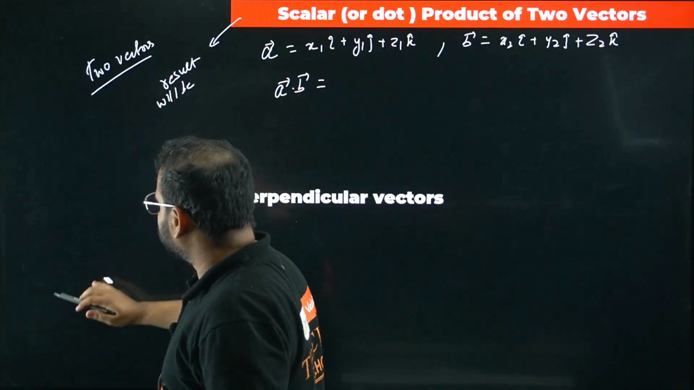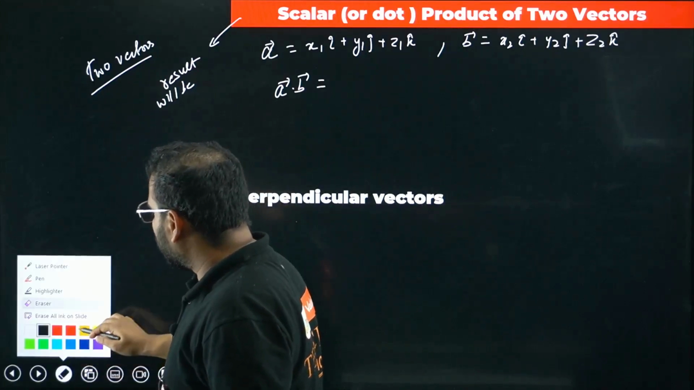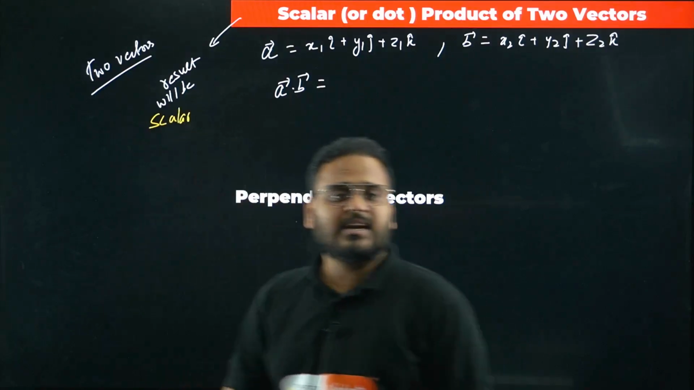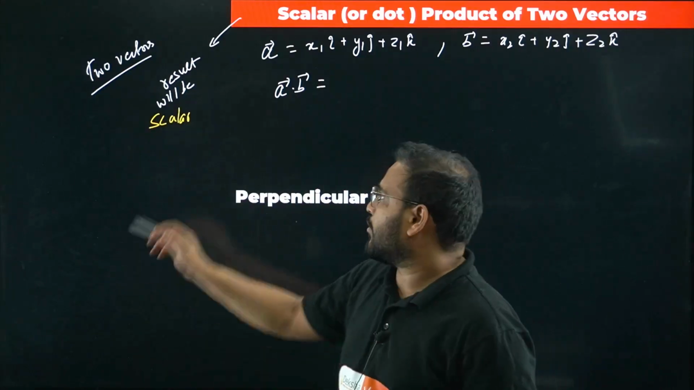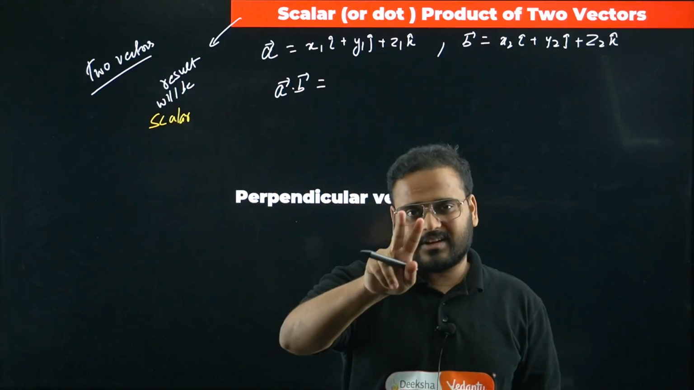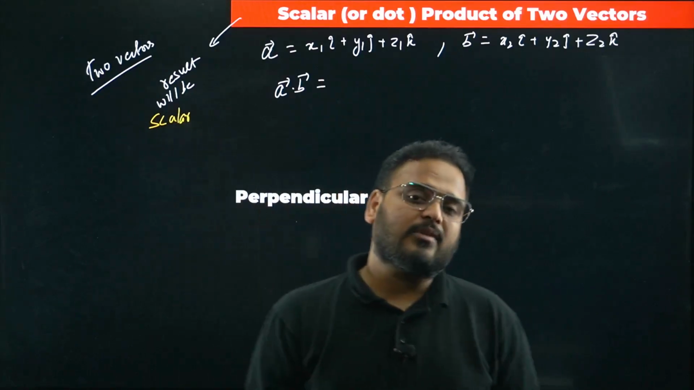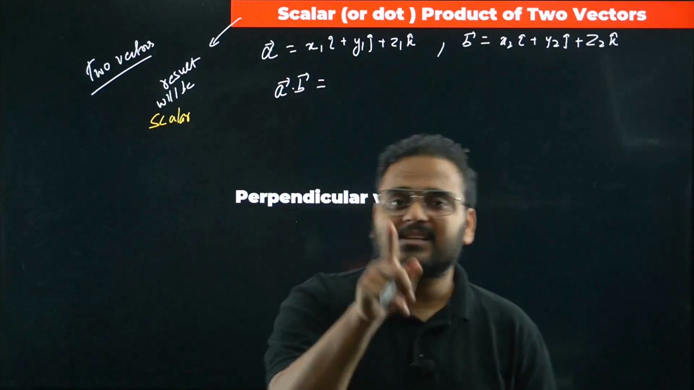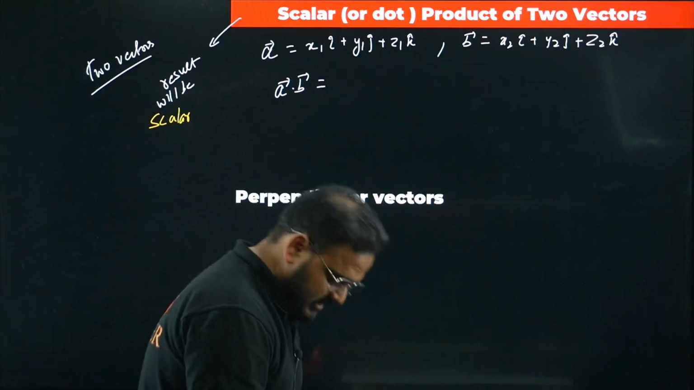Whereas in the case of vector product, what happens? It will be a vector quantity. If you are multiplying two vectors using the cross product or vector product, you get the result as a vector quantity. In the case of scalar product, you get a scalar quantity. Okay, let's have a look.